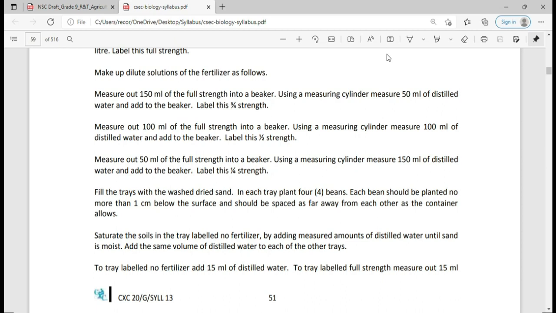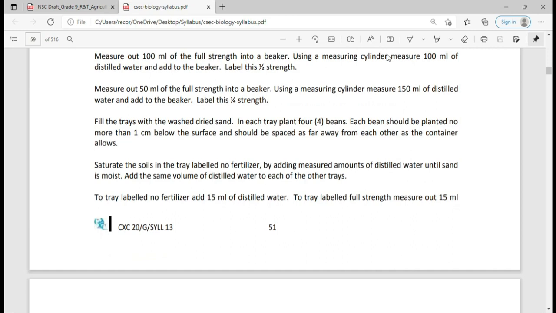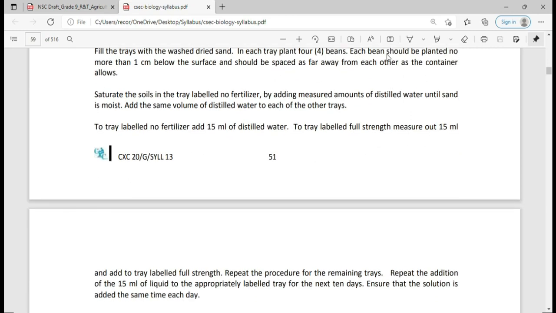You would appreciate the fact that water is needed for hydrolysis in germination. Now, to the tray labeled no fertilizer, you are supposed to add 15 ml of distilled water. Now the experiment really starts. To the tray labeled full strength, measure out 15 ml of the fertilizer solution labeled full strength. Repeat the procedure for the remaining trays.